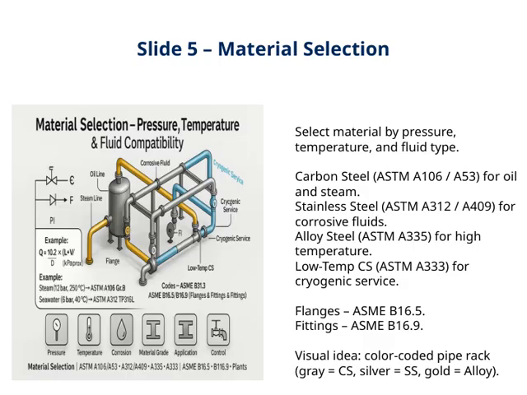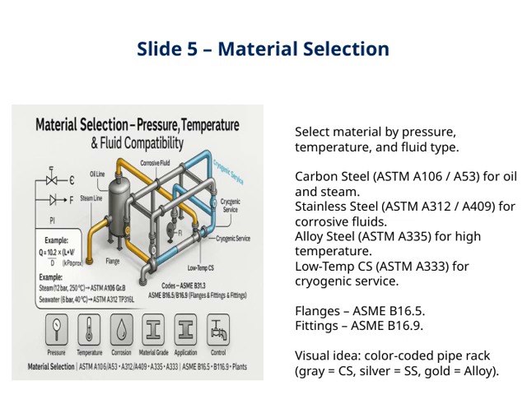Now, let's talk about material selection, which is a critical step in designing a reliable piping system. When choosing materials, we need to consider factors like pressure, temperature, and the type of fluid that will flow through the pipes. For example, carbon steel, such as ASTM A106 or A53, is typically used for transporting oil and steam because it can handle high pressures and temperatures.